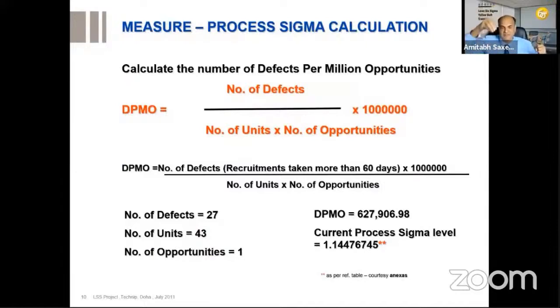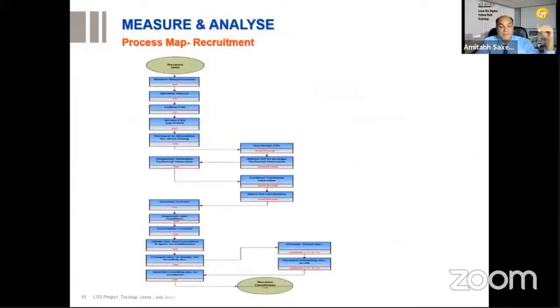As a yellow belt, you're not going into the deep stats like calculations. So you calculate: the higher the sigma level, the better the process. Six sigma means 3.4 defects in 1 million opportunities. So I am measuring how I am performing. Now I go to the analyze phase.